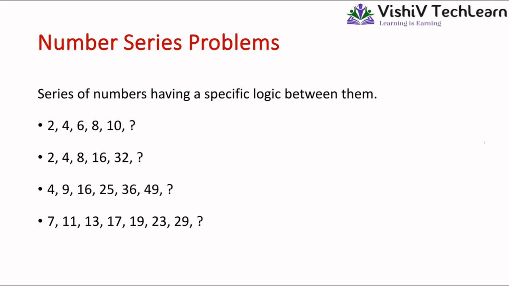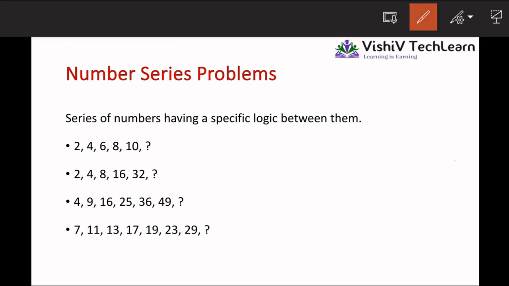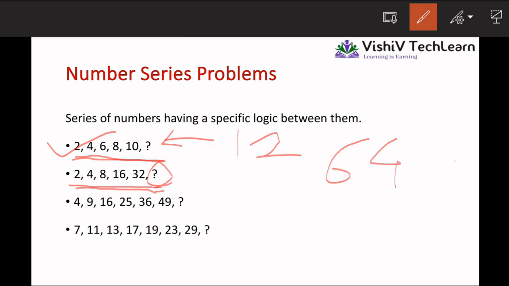What are the number series problems? As you can see here, few examples are mentioned. So these are the series of numbers, as you can see here in the first example: 2, 4, 6, 8, 10, and then question mark. So here by logic, I guess everyone can answer that in place of question mark the answer must be 12, that is even numbers in series. In case of second example, as you can see, 2, 4, 8, 16, 32. So here we are doubling the numbers, right? So after 32, in place of question mark, the answer must be 64.